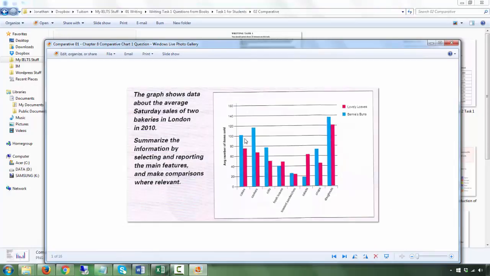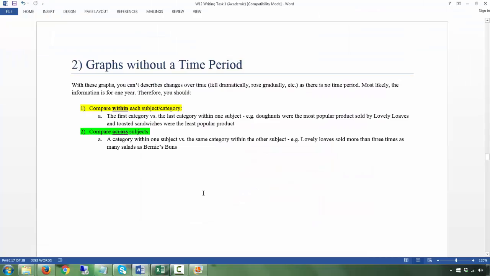It looks like it's talking about time, but you have to look carefully at what this is. This is different products in a bakery. Okay, it's not about the years here. So how do we approach this? Firstly, you're going to compare within each category.